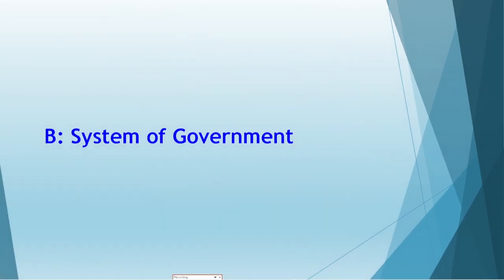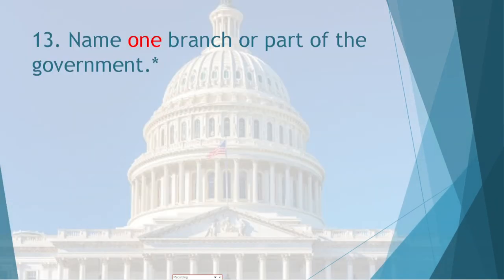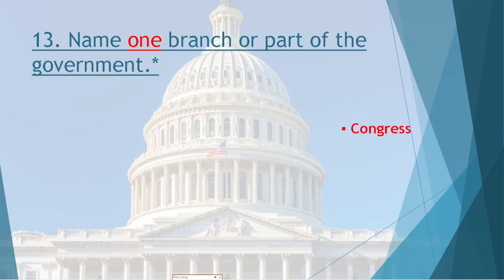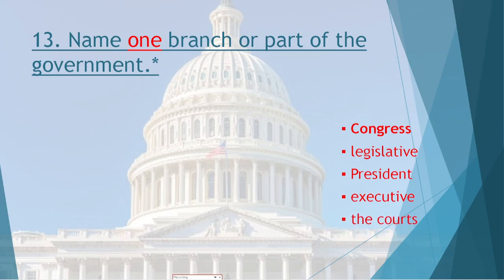System of government. Name one branch or part of the government. Congress. Legislative. President. Executive. The courts. It can be only one branch. Congress, or part of the government.